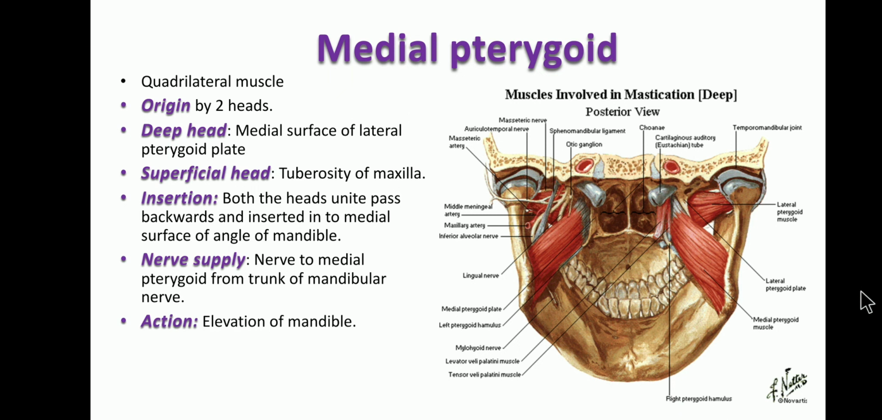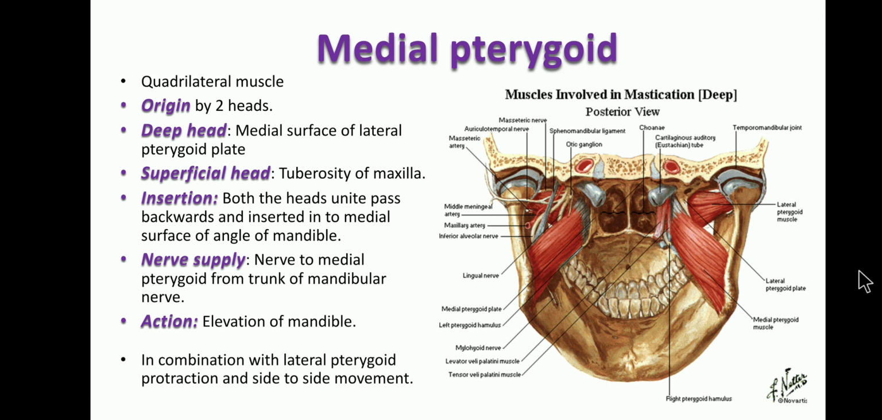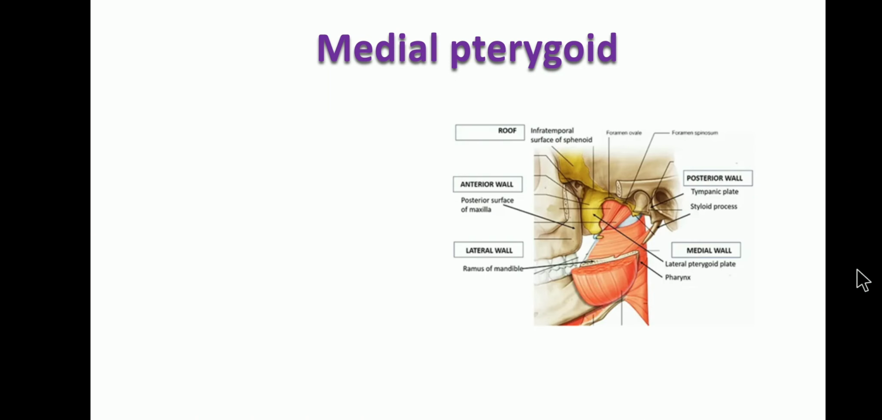The main action is elevation of the mandible. Apart from that, the same actions I told you with respect to the lateral pterygoid. Simultaneous contraction with the lateral pterygoid brings about protraction. Alternate contraction of the lateral pterygoid with the medial pterygoid of the opposite side brings about side to side movement of the mandible. Okay. So now, coming to the relations of the medial pterygoid.